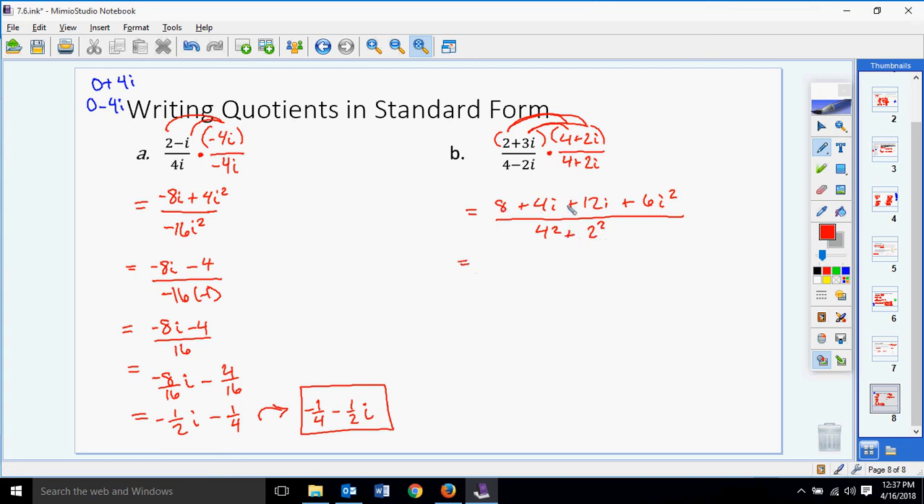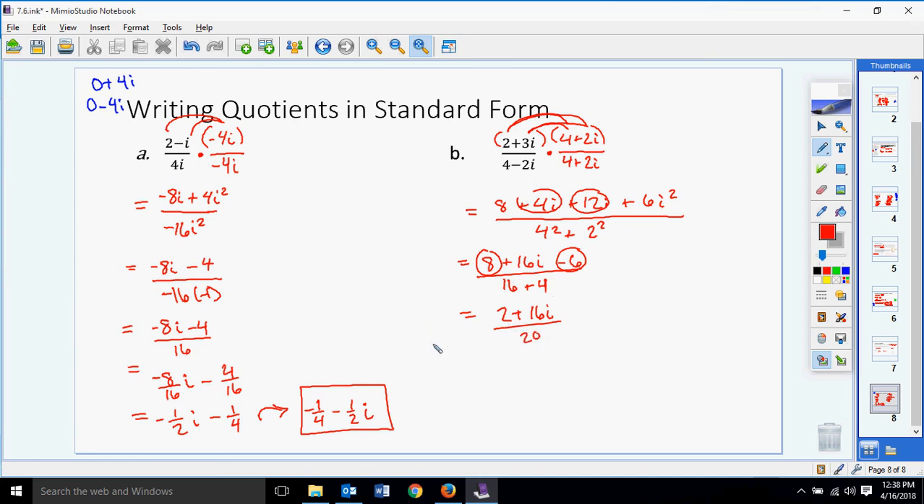I'm going to simplify the top. I have 8. Collect these like terms. So 12 plus 4 is 16i. And then 6 times I squared, remember I squared is negative 1, so negative 1 times 6 is negative 6. Down below, 4 squared is 16 and 2 squared is 4. Keep simplifying because I can combine the 8 and the negative 6, so I have 2 plus 16i. And then in the bottom, 16 plus 4 is 20.